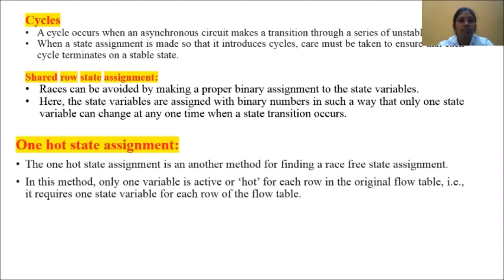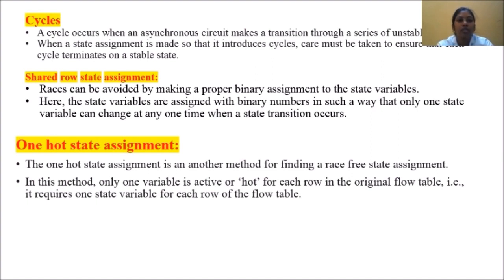Then cycles. A cycle occurs when an asynchronous circuit makes a transition through a series of unstable states. So when a state assignment is made that introduces a cycle, care must be taken. If a cycle does not contain a stable state, the circuit will go from one unstable state to another until the inputs are changed. Then there are two techniques commonly used for making a critical race-free state assignment. One is the shared row state assignment, and the other one is the one-hot state assignment.